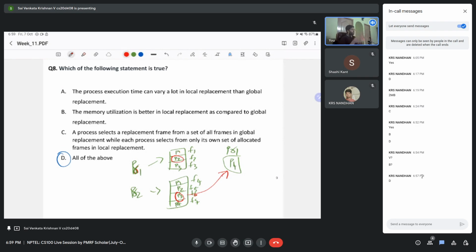You view the whole set of frames as a single entity and just do your replacement policy. In local replacement, you should just replace the pages belonging to your process only. You should not go and touch the other process's pages. That is local and global replacement. Now, the fact is your memory utilization would be better with global replacement and not with local replacement.